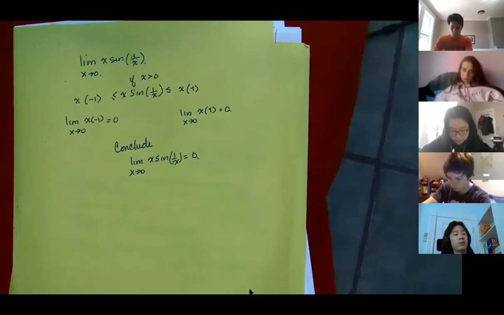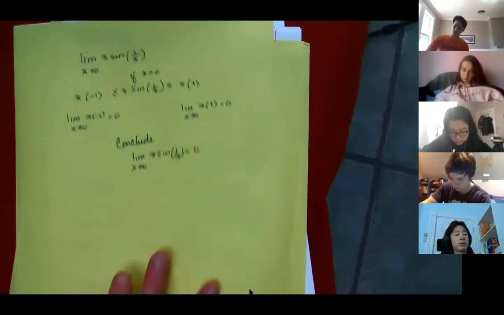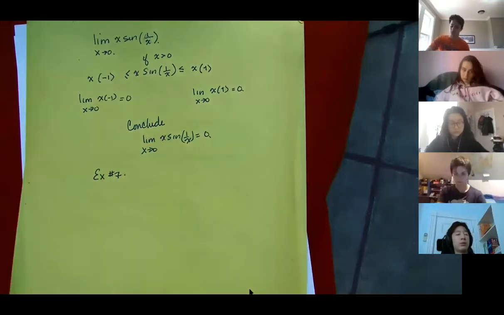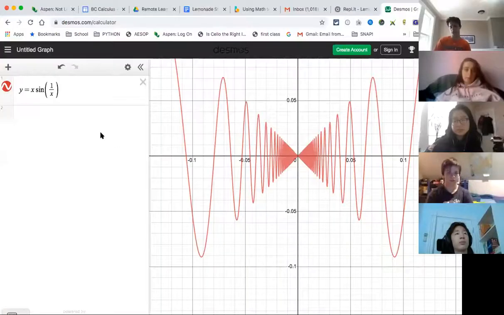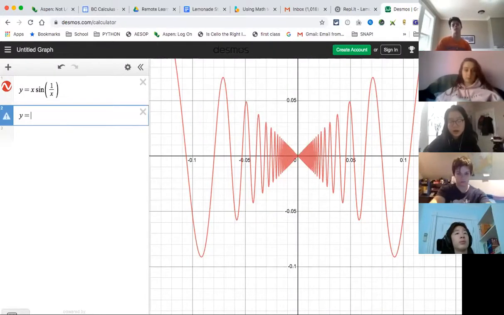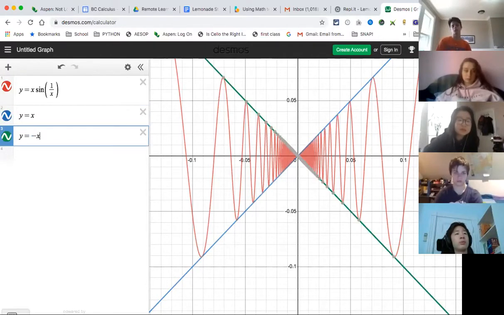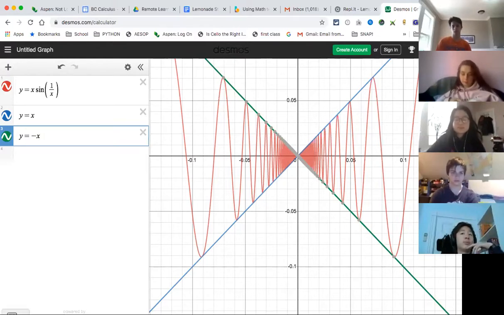So I'm going to give you the one that's in the video, and this is also example 7. Before I do, I want to show you something cool. So if I graph y equals x, there it is. If I graph y equals negative x, there it is. Isn't that cool? Okay. And you can see they both have a limit as x approaches 0 of 0, and this function is squeezed in between.